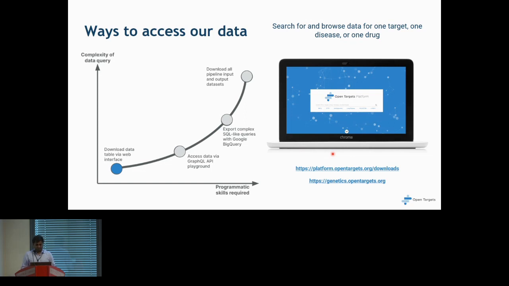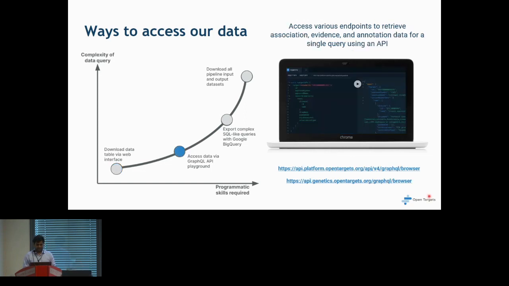You can download this data as a CSV format, and these are suitable for single entities or single target disease associations. There's also a GraphQL API that allows for language agnostic access to the data, and you can construct these queries based on what you're looking for. And this helps support access to the single target disease drug, but this is also one query at a time.